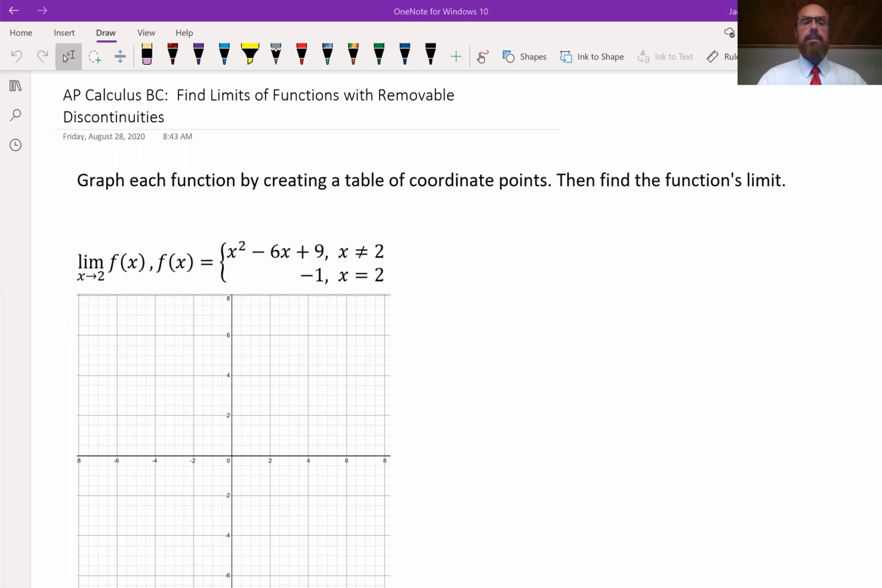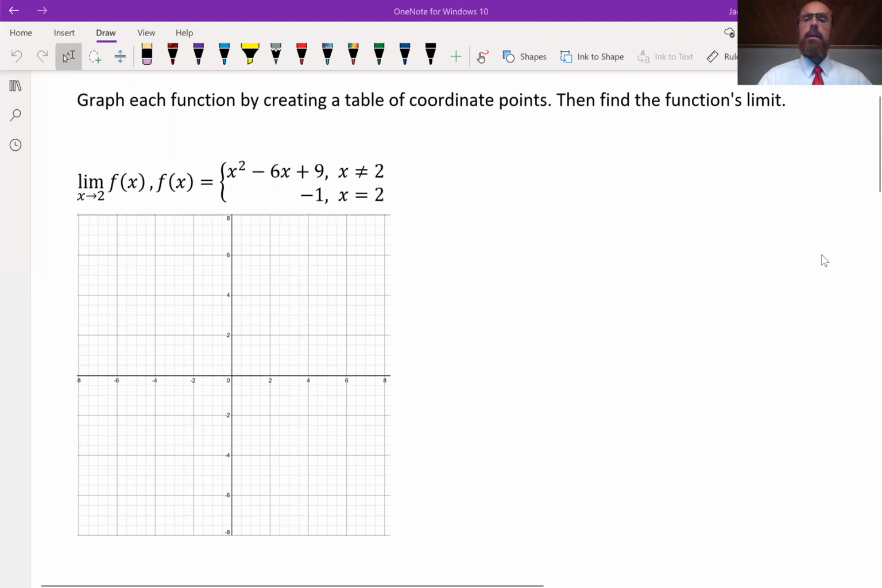So here's our first example. It says graph each function by creating a table of coordinate points, then find the function's limit. So our first example is definitely another piecewise function. We're looking at the limit as x approaches 2 of f of x, and we're defining f of x as two different pieces. So let's take a look at the two parts.